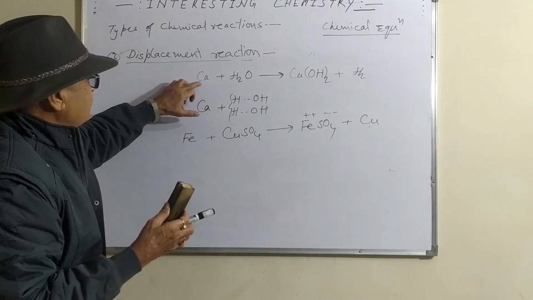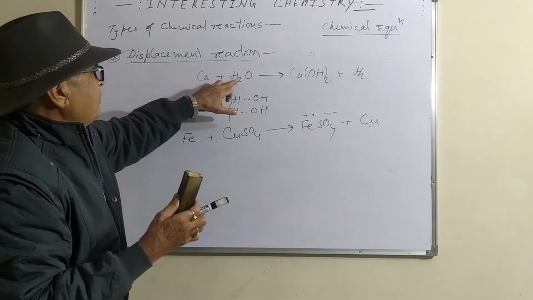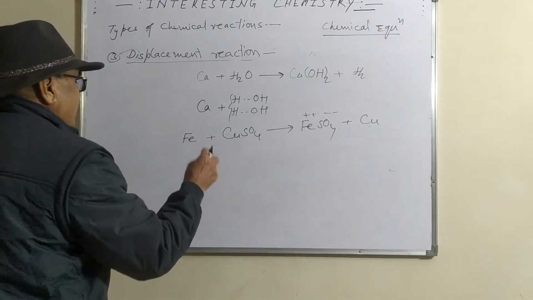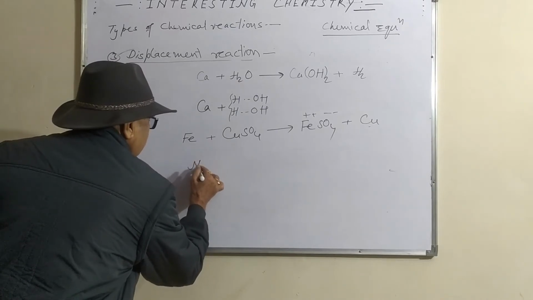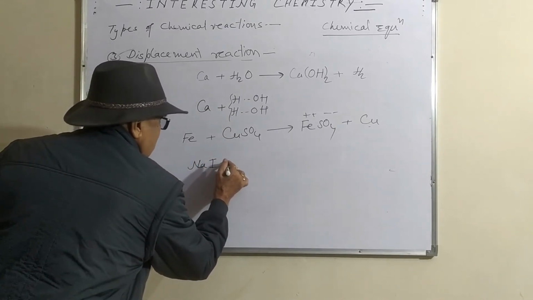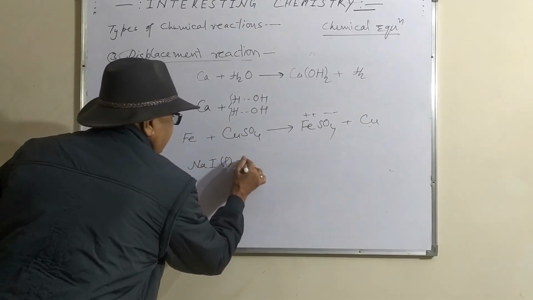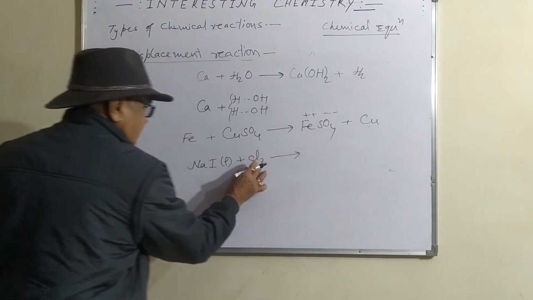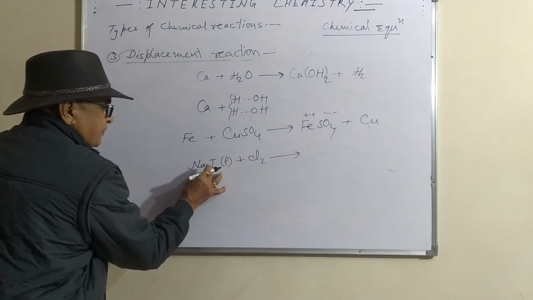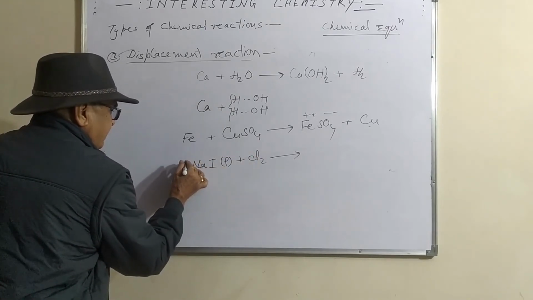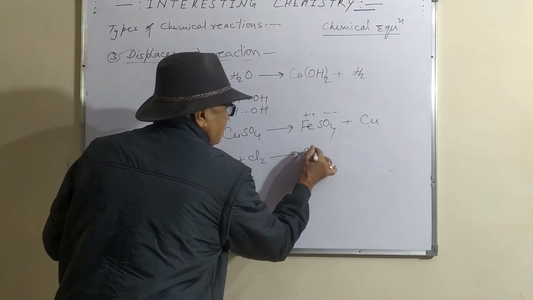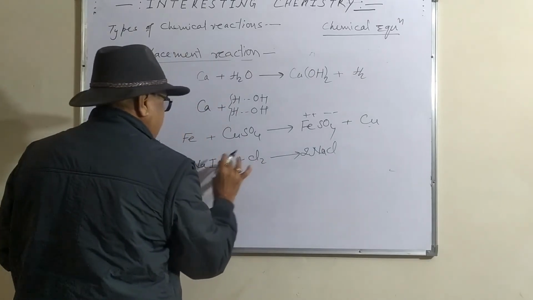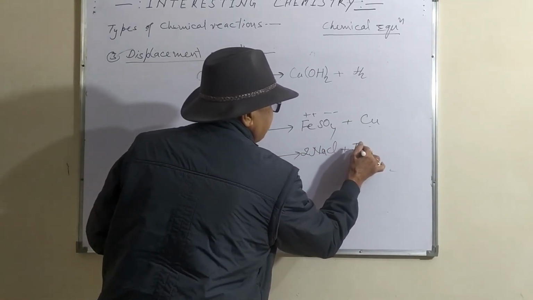Suppose it is positive, so it will replace the positive part of the reactants, and if it is negative, suppose there is a sodium iodide solution, liquid form. When chlorine gas is added, it will replace the iodine. So here two chlorines, two iodines. You can write 2NaCl plus I2. This is the reaction.